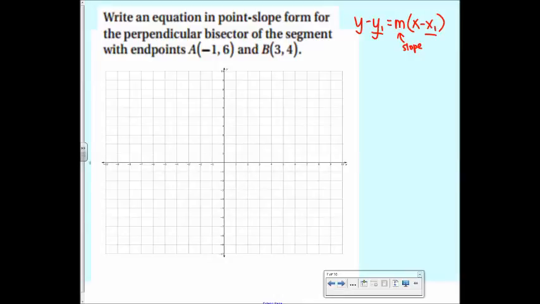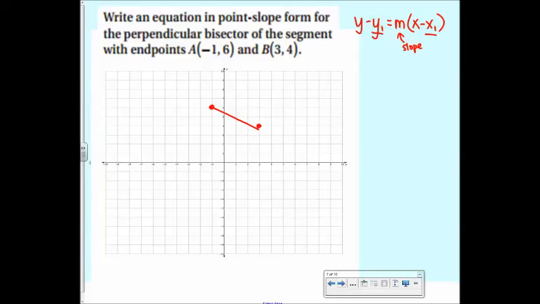So I'm looking for an equation in point-slope form for the perpendicular bisector of the segment with endpoints A and B. So the first thing I want to do here is plot endpoints A and B. So A is at (-1, 6), so I go over -1 and then I go up 6. And then B is at (3, 4), so I go over 3 and up 4. And here's the segment. And I'm looking for the line that's a perpendicular bisector. So that means it cuts it in half and also meets it and forms a right angle.